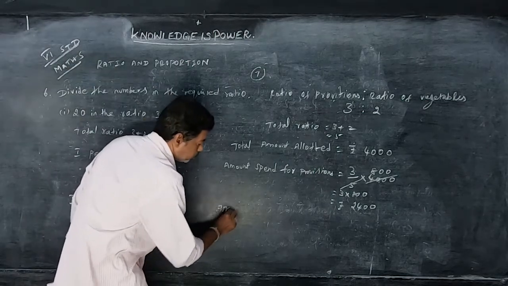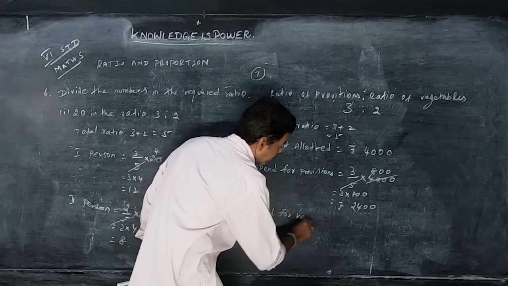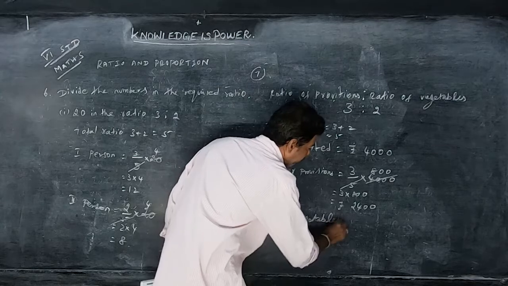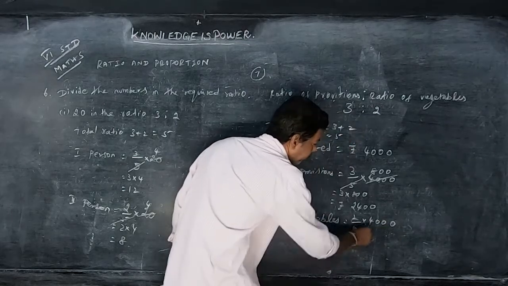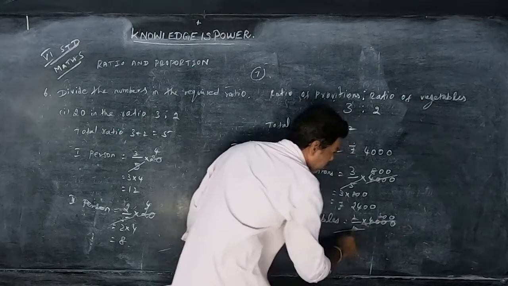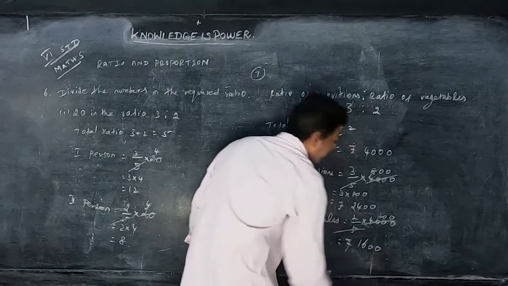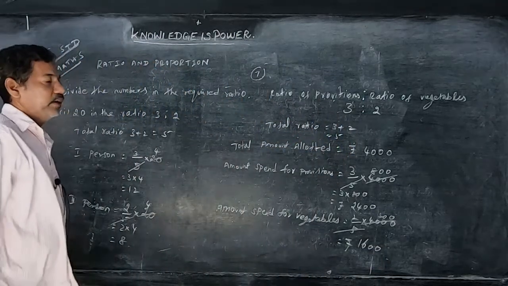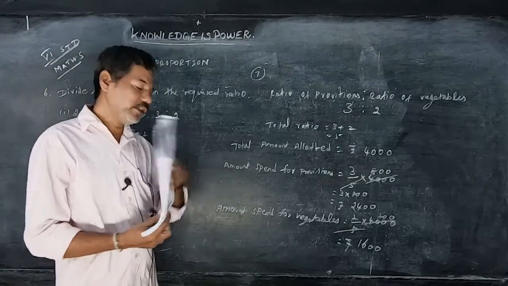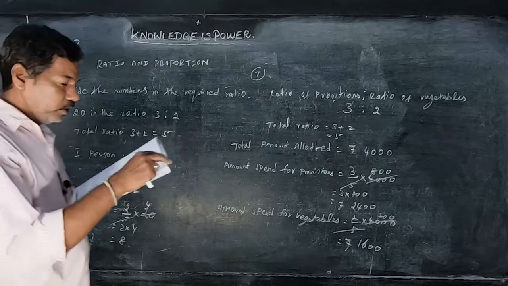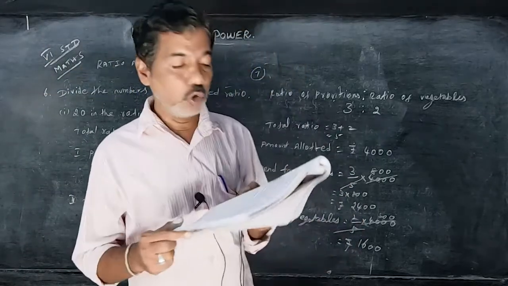Now the amount spent for vegetables equals 2/5 into 4000. Same, 5 will go 800 times, 2 eights are 16, so rupees 1600. Out of that 4000 rupees, 2400 was used for provisions and 1600 for vegetables. Okay, so all the sums are over, and I told you the 8th question is homework for you.